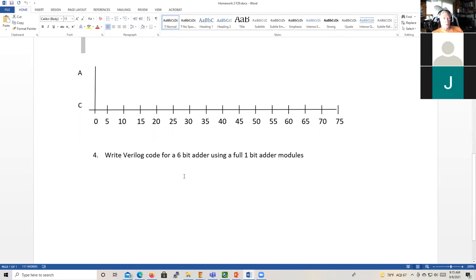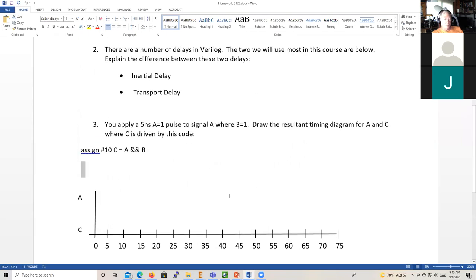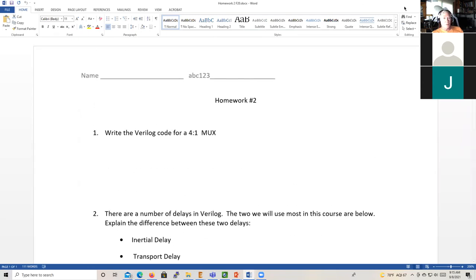So your external port list would have 6 bits of A, 6 bits of B, 6 bits of sum, a carry in and a carry out. And you have 5 internal signals: a carry from the first adder to the second, to the third, to the fourth, to the fifth, and the fifth to the sixth. That's 5 internal signals, and you can call them whatever you want. All right, so that's the homework. Any questions on that?